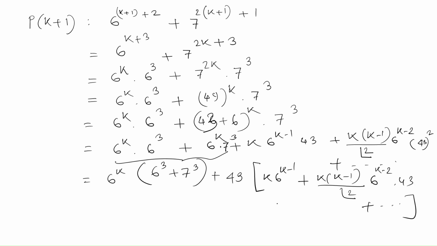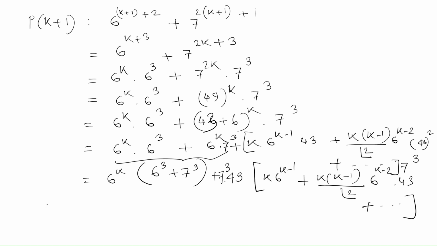Now look, the first term is P1. P1 is 6 cube plus 7 cube, and we have proved that P1 is true. And in the next term, 43 is multiplied. Here also, with this term, 7 cube is multiplied. Okay, so there should be 7 cube into 43.